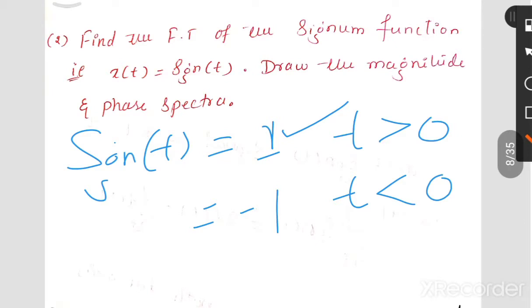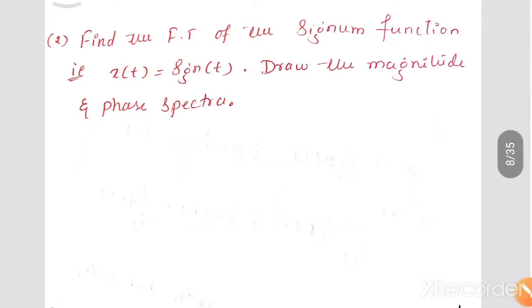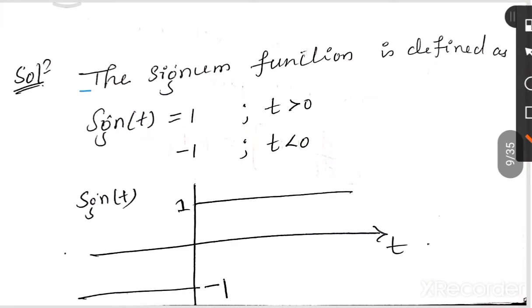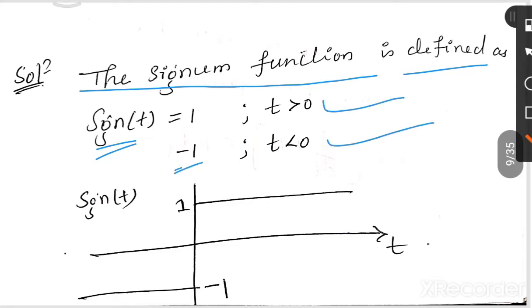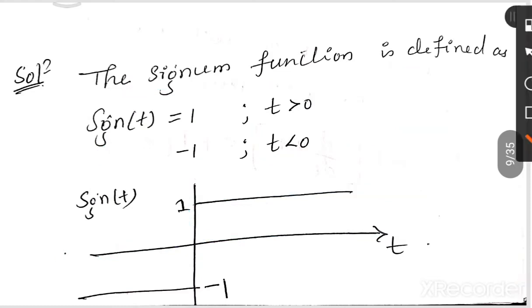Okay, so now how will it be? The signum function is defined as sgn of t equal to 1 when t is greater than 0, and minus 1 when t is less than 0. When you show it on a graph, for t greater than 0 the magnitude is 1, and when t is less than 0, on this side, the magnitude is minus 1. Therefore, the signum signal will be like this.